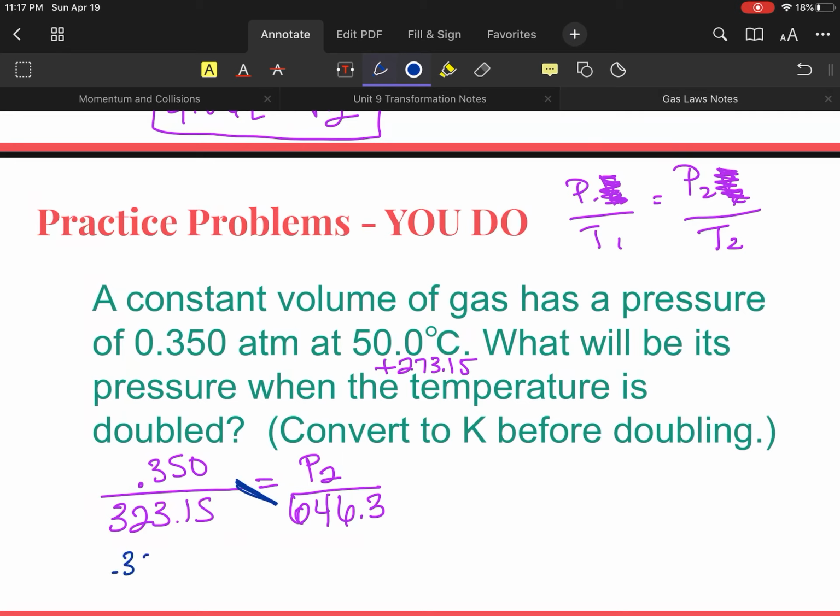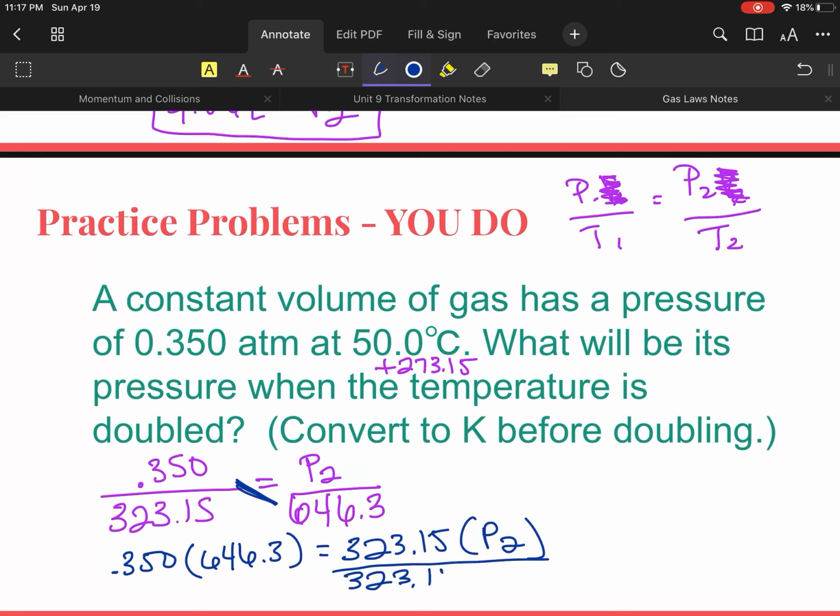And then now we can solve by cross multiplying. So 0.350 times 646.3 equals 323.15 times P2. Okay, I can divide by the 323. Okay, those will cross out. So my P2 is going to equal the 0.35 times 646 divided by 323. And it comes out to be about 0.7.